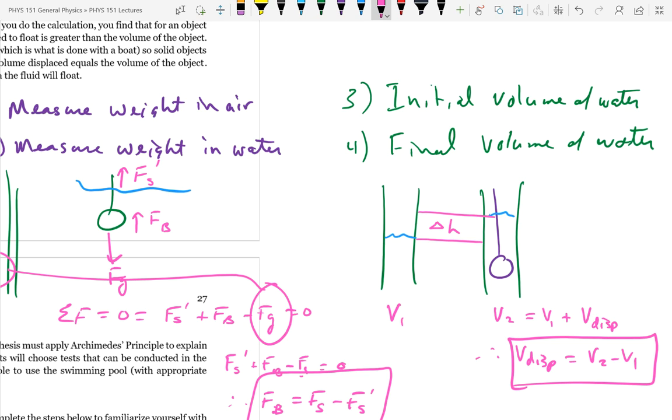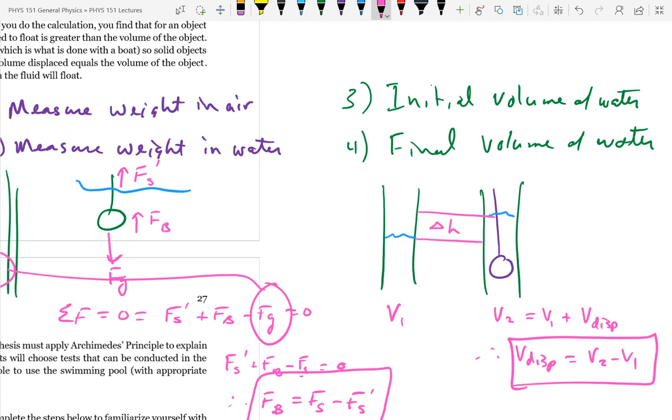Those are both very, very quick. You measure the difference in volume, boom, volume displaced. You measure the difference in the weight, boom, you have the buoyant force. And then you just compare the two.